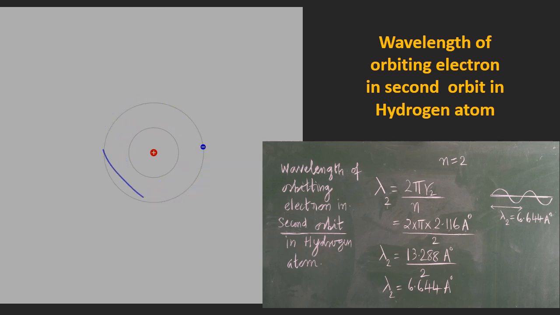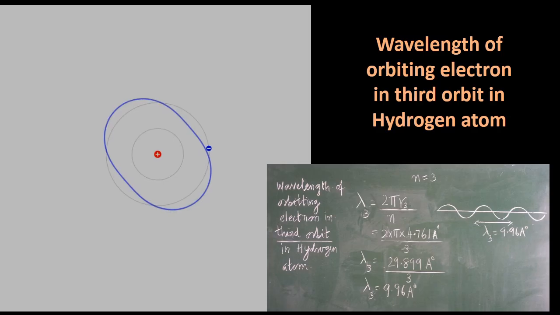Now you can see the standing wave pattern of the electron. Okay. So its corresponding wavelength in the second orbit is also calculated on the board. You can observe the de Broglie wavelength of the electron in the second orbit. Now the electron is to be moved from the second orbit to the third orbit.